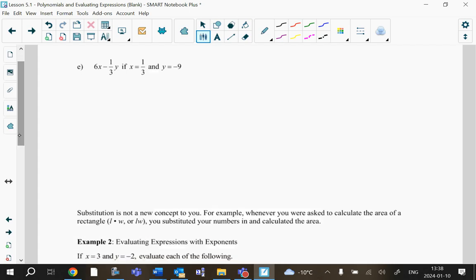Fractions. That's okay. You guys know how to do them. So again, first step is to replace x with 1/3 and y with -9.